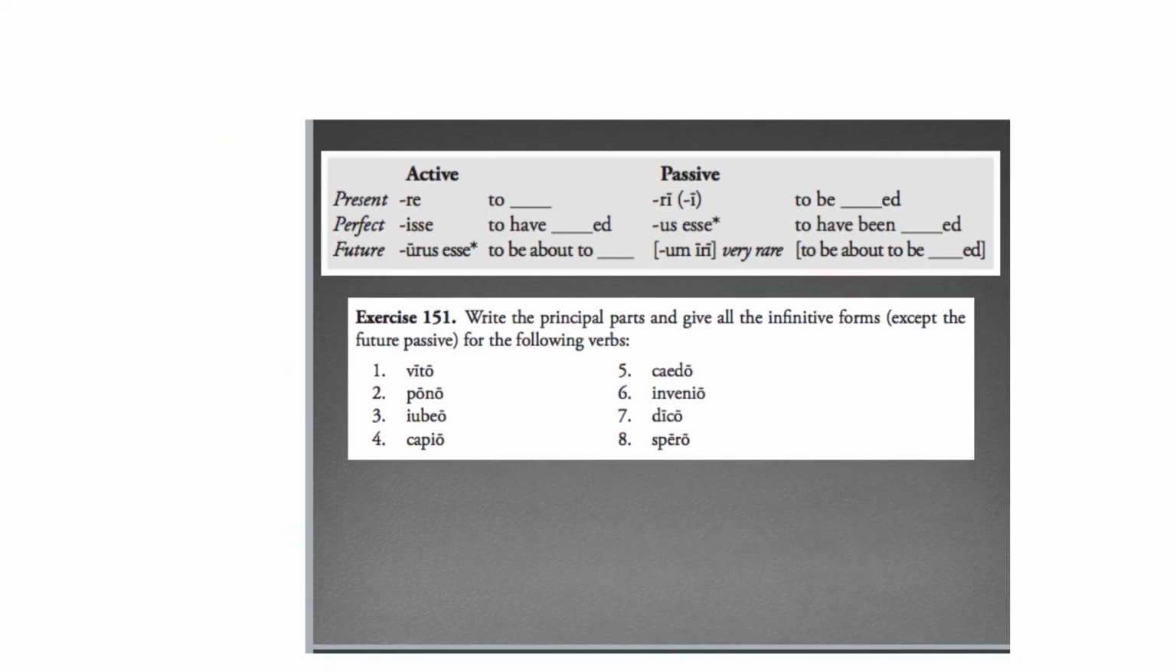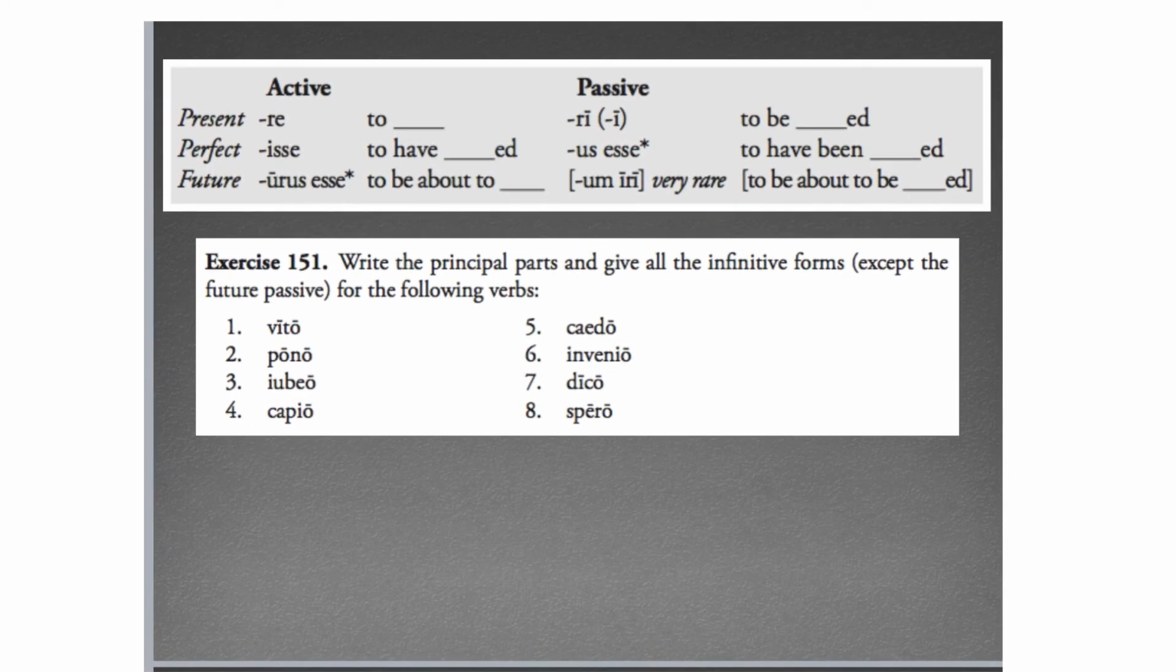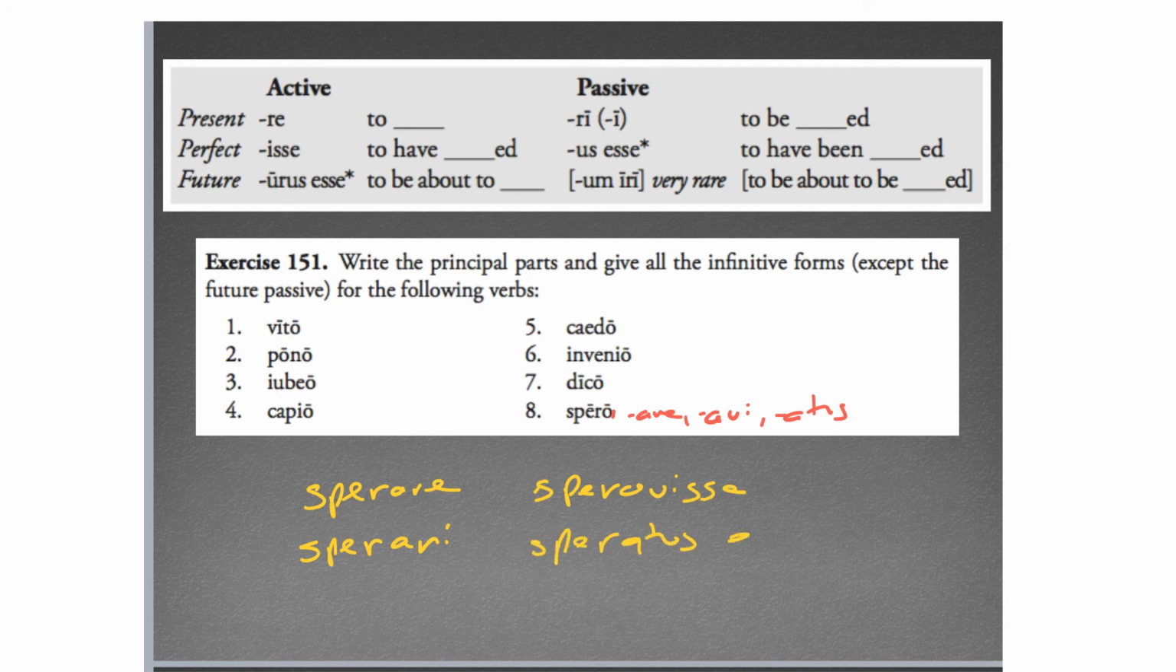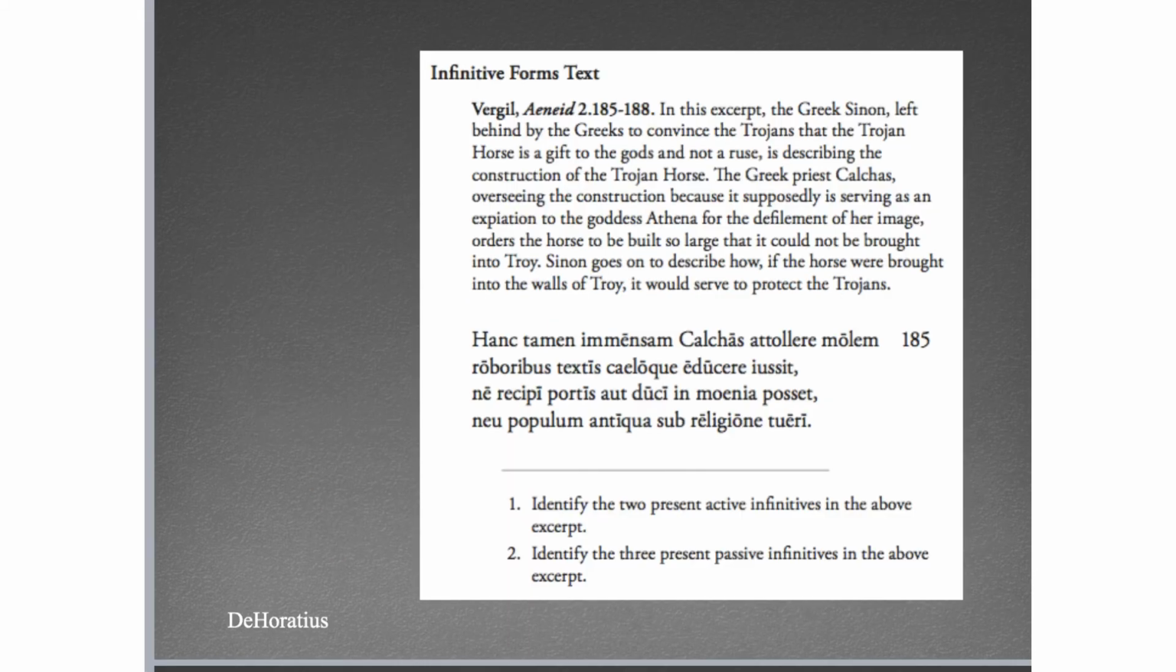All right, so let's just do sparo, or I'll do sparo here. Sorry about that. So sparo, sparare, sparavi, sparatus, and then that will become sparare, present active, sparari, present passive, sparavisse, perfect active, sparatus, well, it should be sparatum esse. We didn't do the perfect passive, but it's there. And then I'll write it at the bottom, sparaturum esse, future active. So that'll give you some good practice in the infinitive forms.